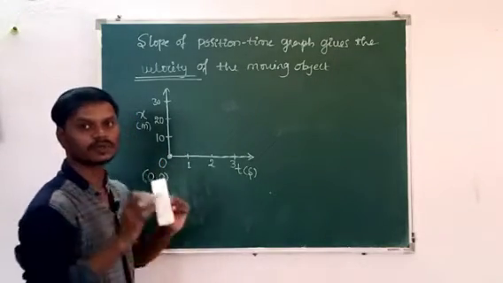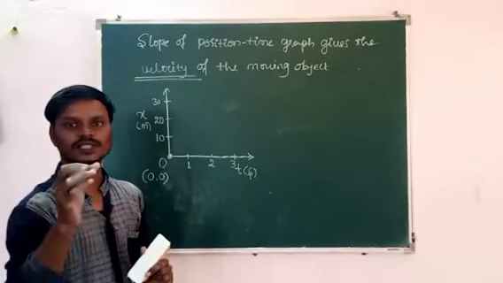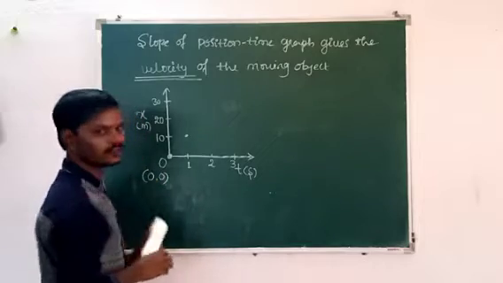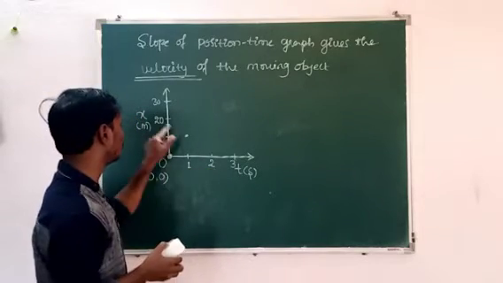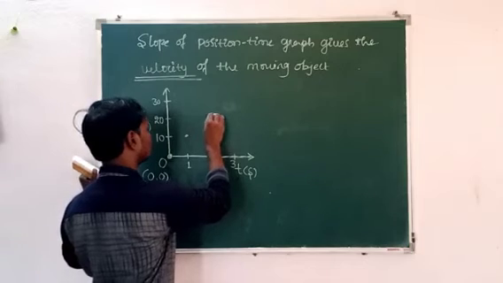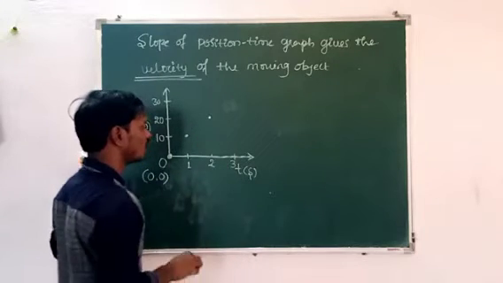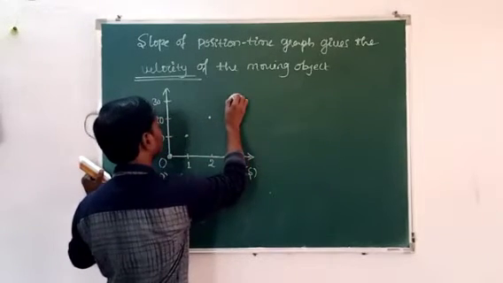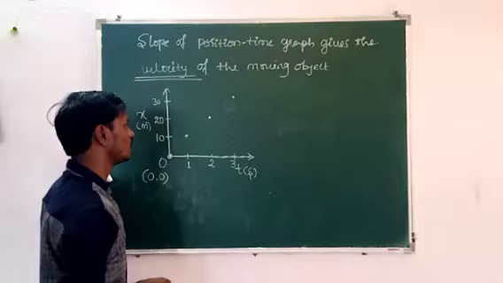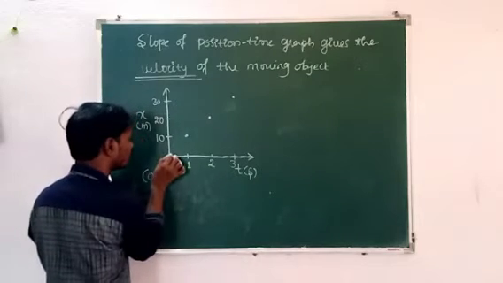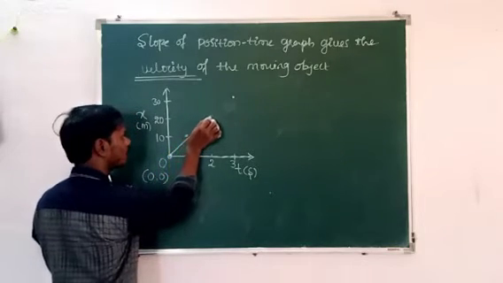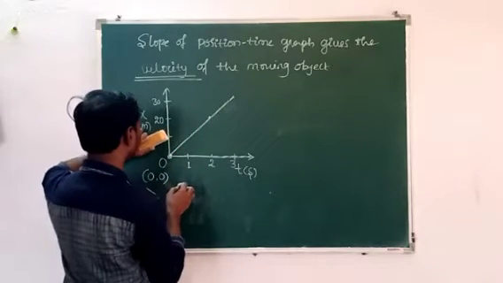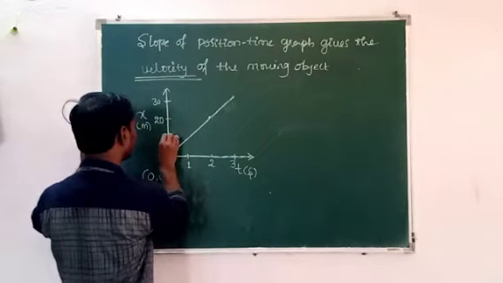Next, after 1 second, where is the object? Object is at 10 meter. Next, after 2 second, where is the object? Object is at 20 meter. Then after 3 second, where is the object? Object is at 30 meter. Then join the points here, we will get the position versus time graph. This position versus time graph is a straight line.